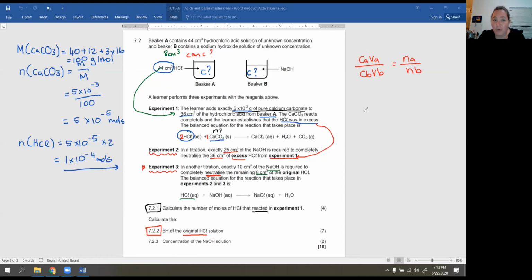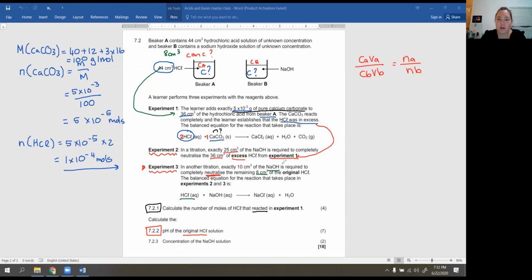Now, I don't know either the concentration of the acid or the base, so I'm going to call this one Ca, and I'm going to call this one Cb. Don't know what they are, okay? I'm just going to use them, and I'll use capital A and B to differentiate them from what we actually had here.